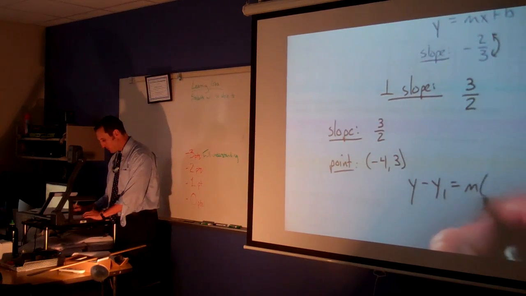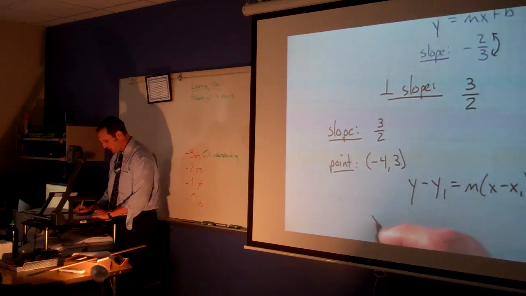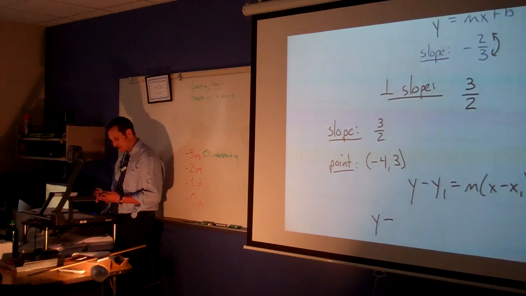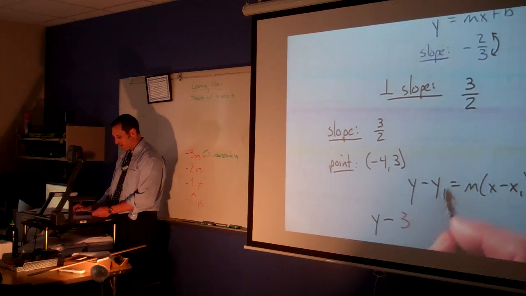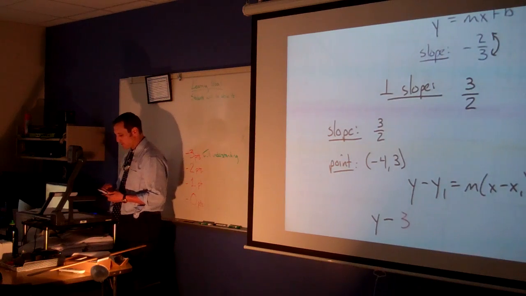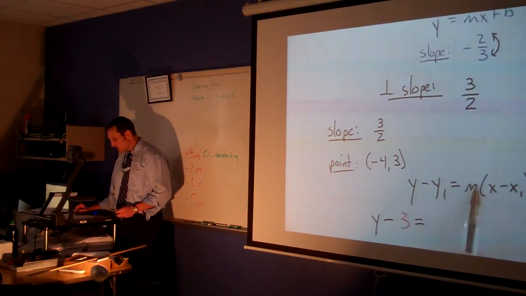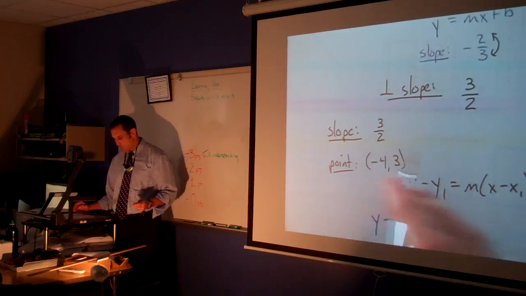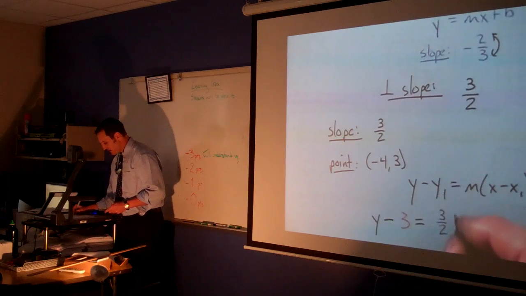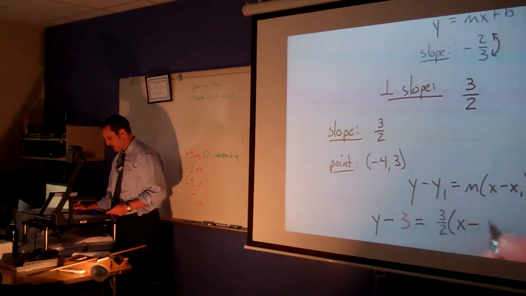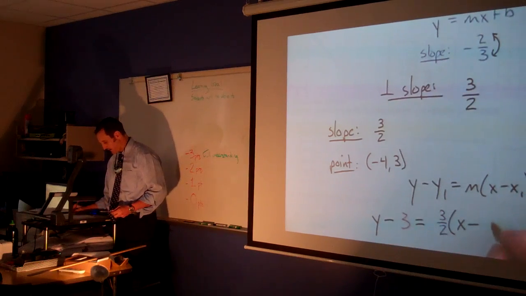y minus y1 equals m times x minus x1. The y stays y, the minus sign stays the minus sign. The y1 is from the ordered pair. The equal sign is the equal sign. The slope was the perpendicular slope that we found, 3 over 2. The x stays x, the minus sign is from the formula, and the x1 is from the ordered pair.